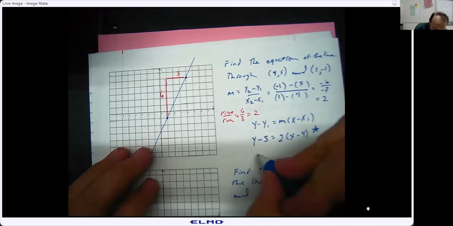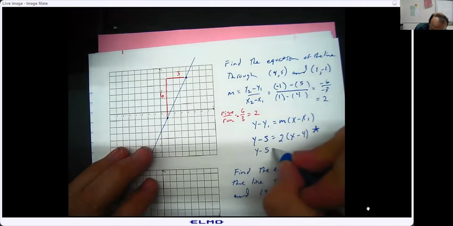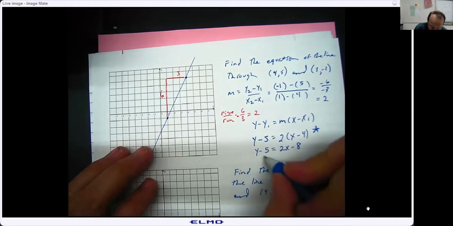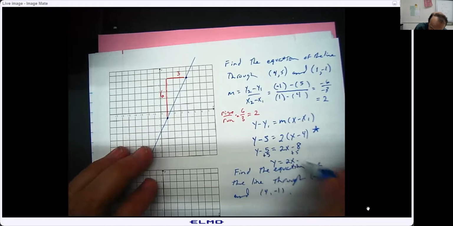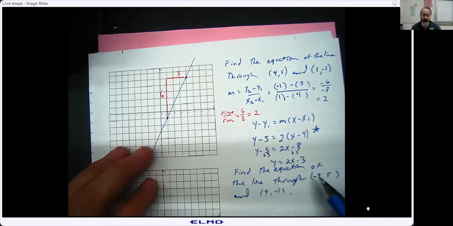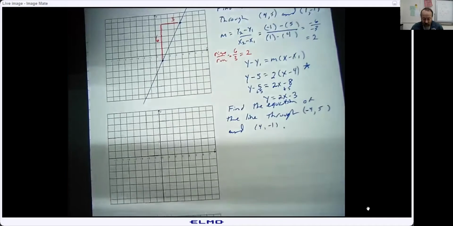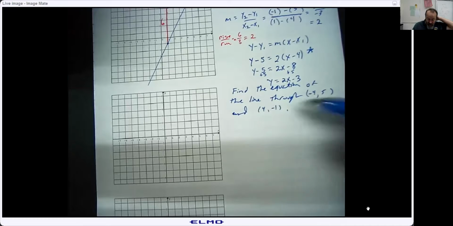But often people don't like it, so we can do 2 more steps, which is to distribute 2 times x and 2 times 4, and then move the 5 across by adding it. And we have our nice little form that is 2x minus 3, and what do you know? It hit at -3.